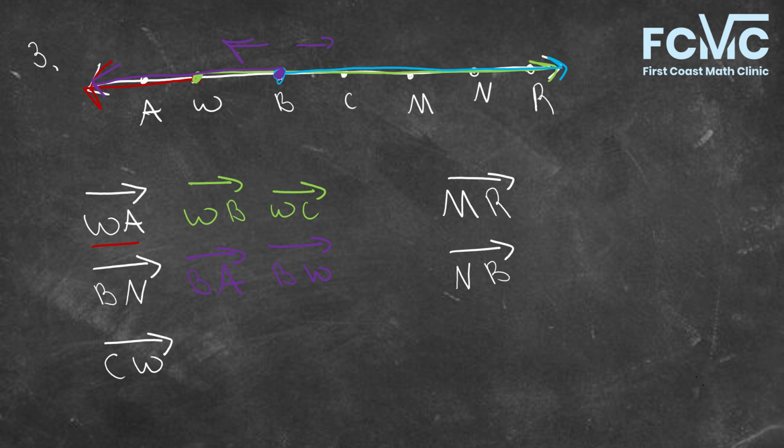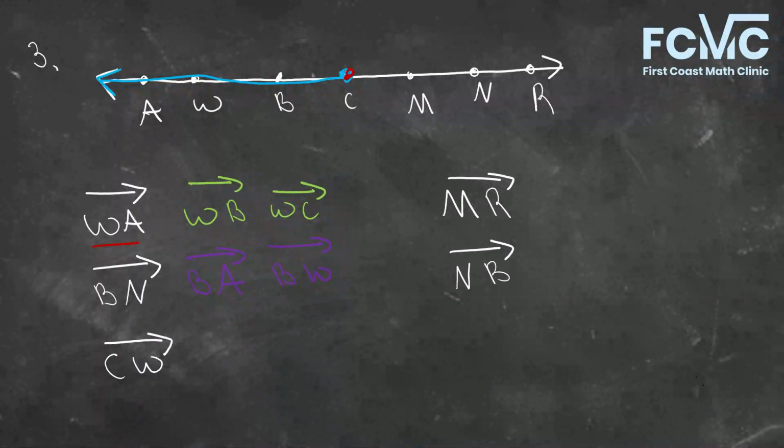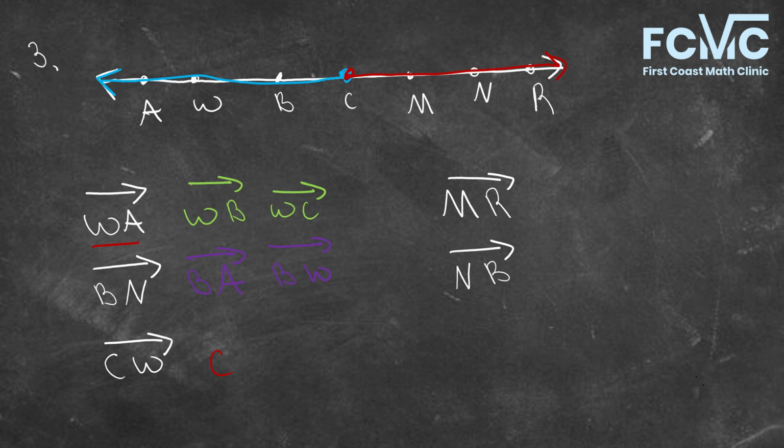Let me clean this up a little bit. It's CW. So our endpoint is C. We're going to extend to W. So that's in blue. Let's name the opposite ray in red. So again, we're going to have a common endpoint. So endpoint's going to be C. And we're going to extend to the right in the opposite direction. So we can say this is CM or CN or CR. So 3 different ways we can name that ray in red.